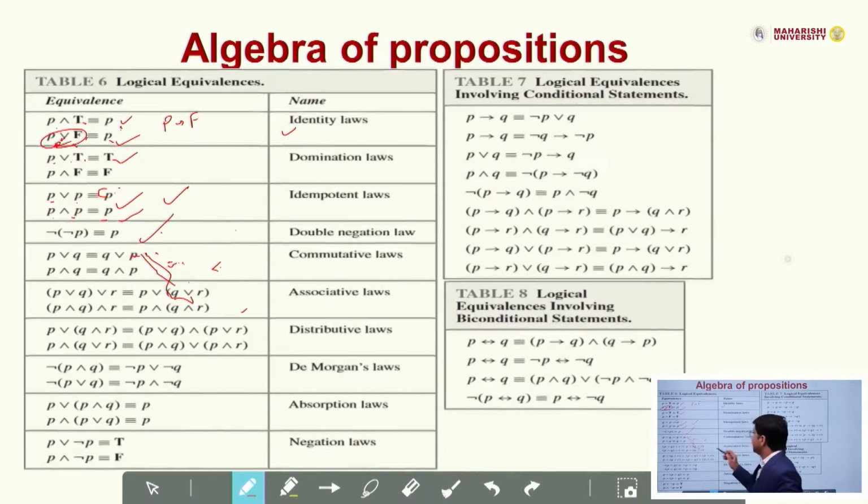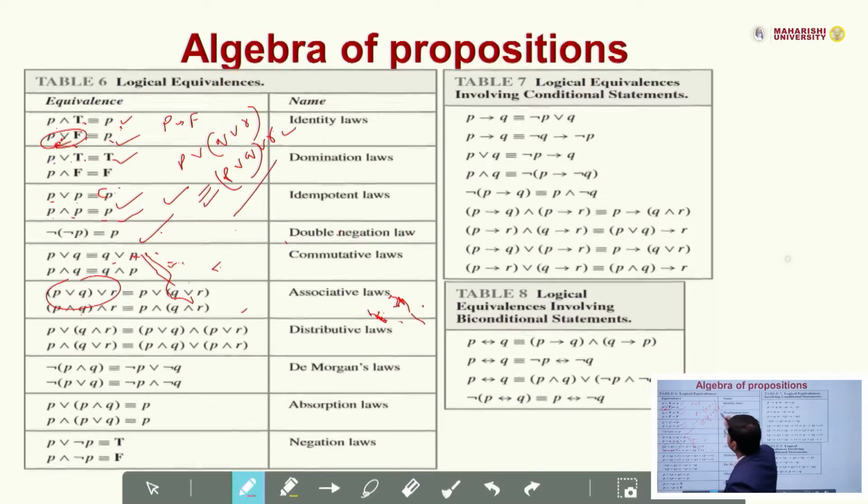Commutative law: P or Q is equivalent to Q or P. Very similar to the commutative law in other mathematics. Now, the associative law, we have three variables, P, Q, and R. P or Q, or R is equivalent to P or Q or R, grouped differently. Similarly for the AND operation. Clear?